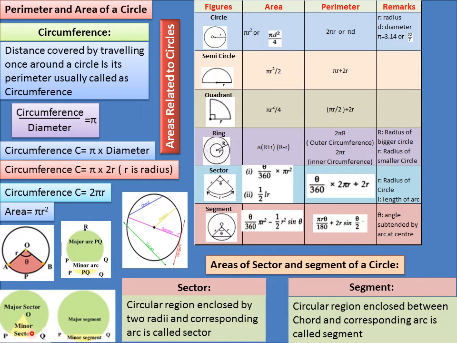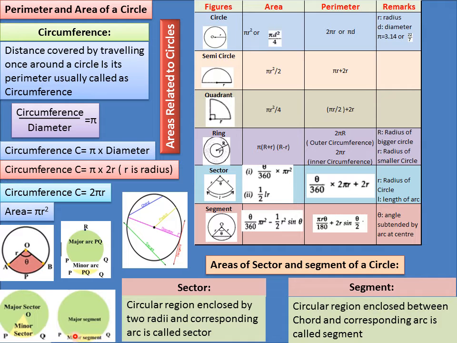So this is nothing but a sector, and if it is a smaller one, it will be called a minor sector, and the larger one is called a major sector. So that is a minor sector and a major sector here. And in a circle, you can see PQ is a chord.